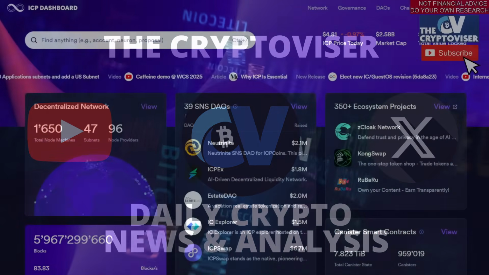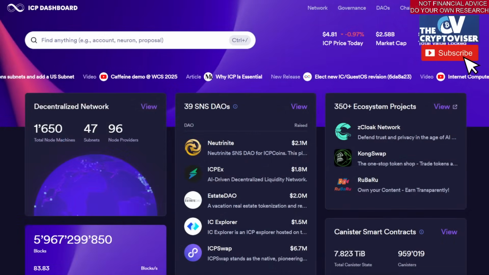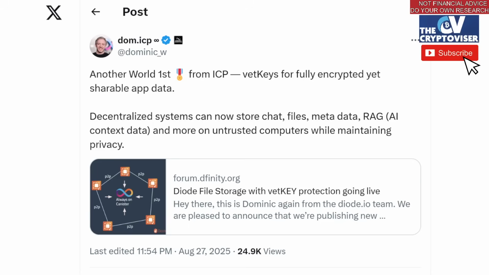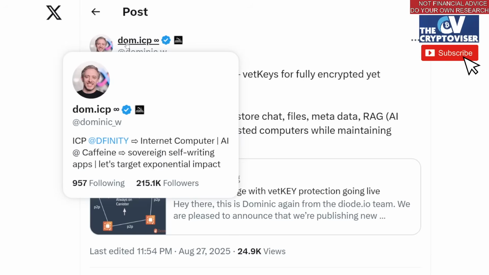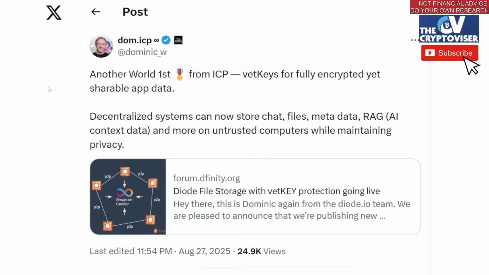Welcome back. In the ongoing development story of the Internet Computer ecosystem, we are now being told by Dominic, the founder and chief scientist over at the DFINITY Foundation, the main developer behind the Internet Computer Protocol, that they are now launching vetKeys for fully encrypted yet shareable application data. Decentralized systems can now store chat, files, metadata, AI context data and more on untrusted computers while maintaining privacy.